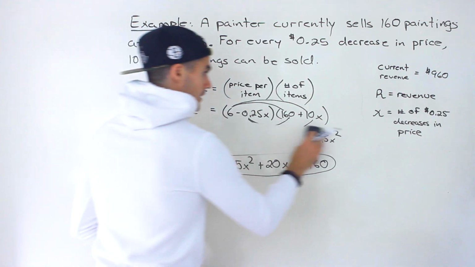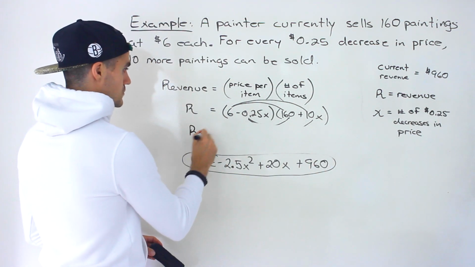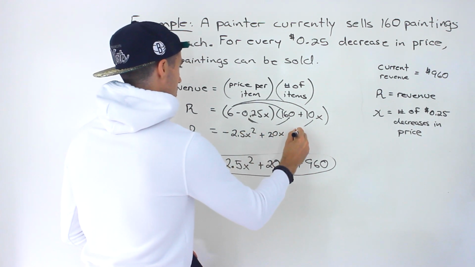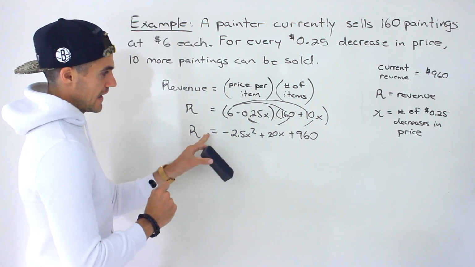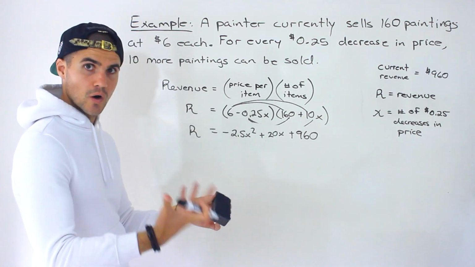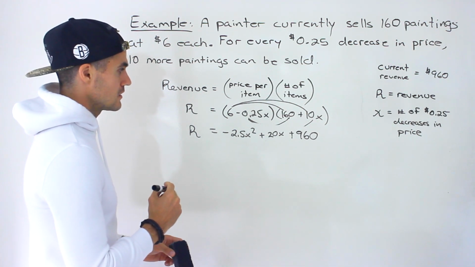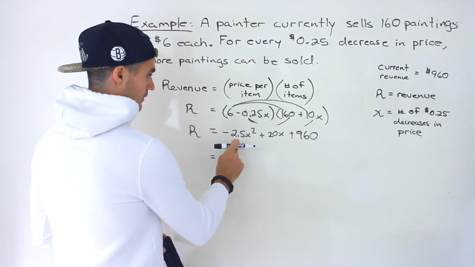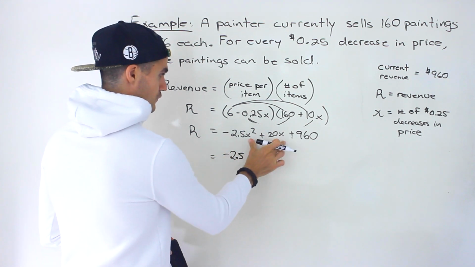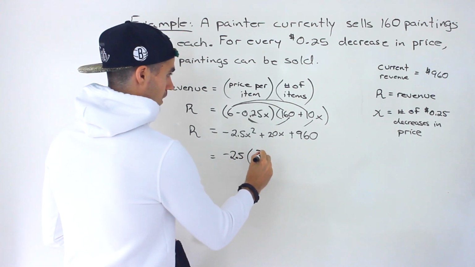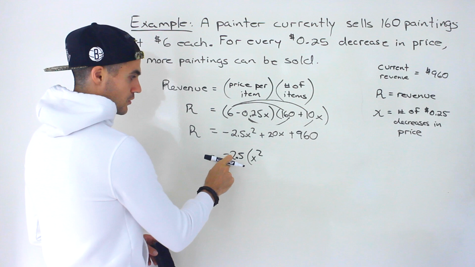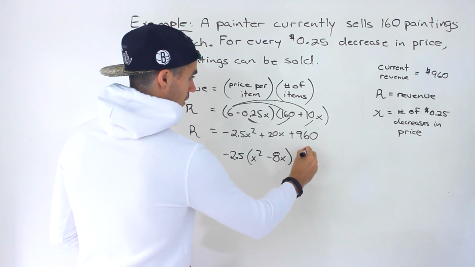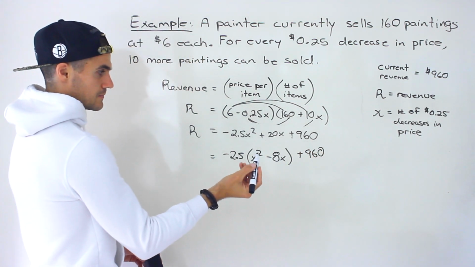And then from here, let me actually write it up here just to give myself some room. So we got r equals negative 2.5x squared plus 20x plus 960. And now that we have the standard form, what we can do is complete the square on it in order to get that third format, the vertex form. To complete the square, we would first factor out this negative 2.5 from the first two terms. So we'd end up with x squared. Now 20 divided by negative 2.5, if you do that in your calculator, you'd end up with negative 8. So we'd have negative 8x over here. And then we got the plus 960 on the end.